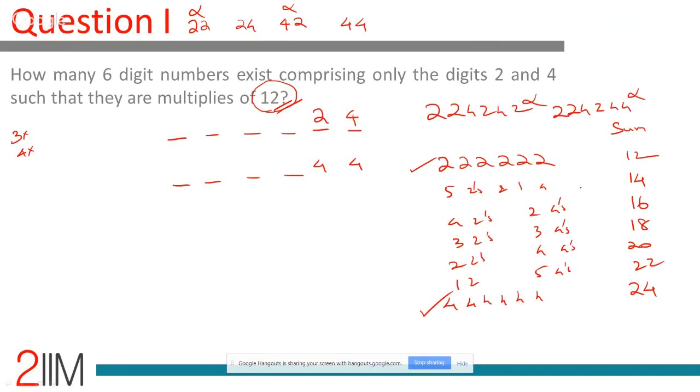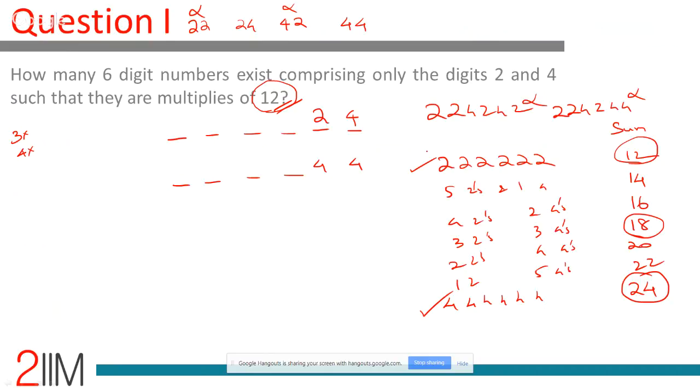Which of these are multiples of 3? This will work. This will work. This will work. So we could have all 6 2s, we could have all 6 4s, or we could have a scenario where there are 3 2s and 3 4s.